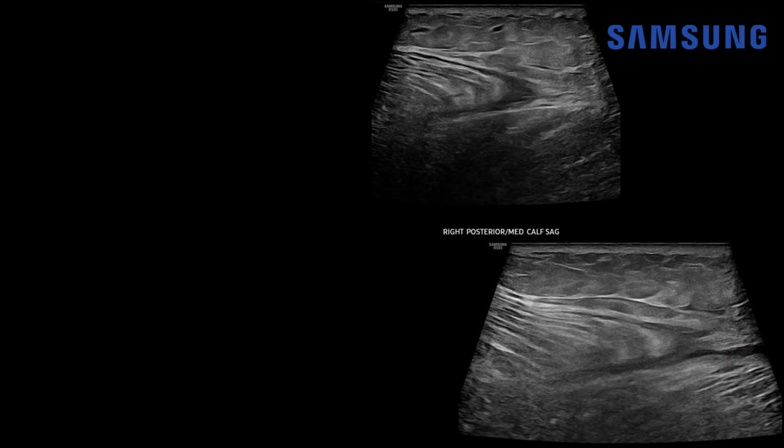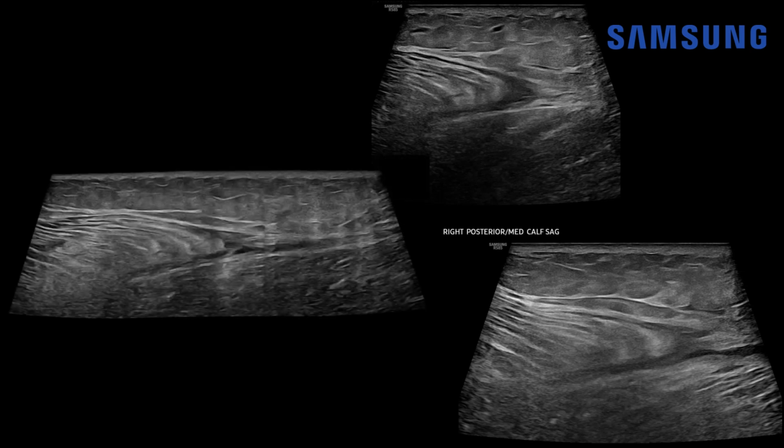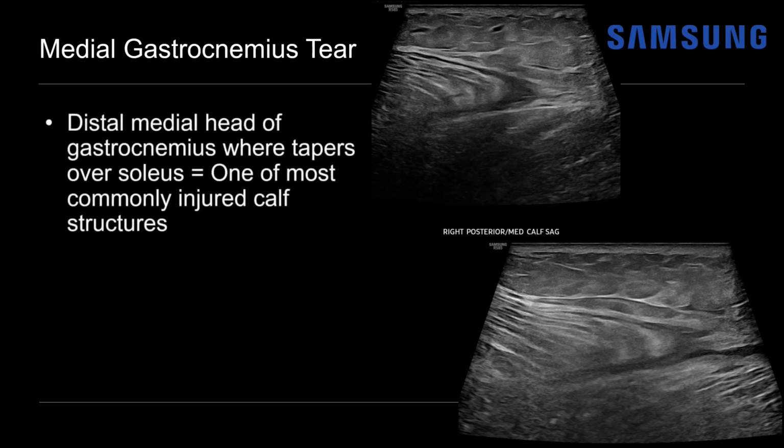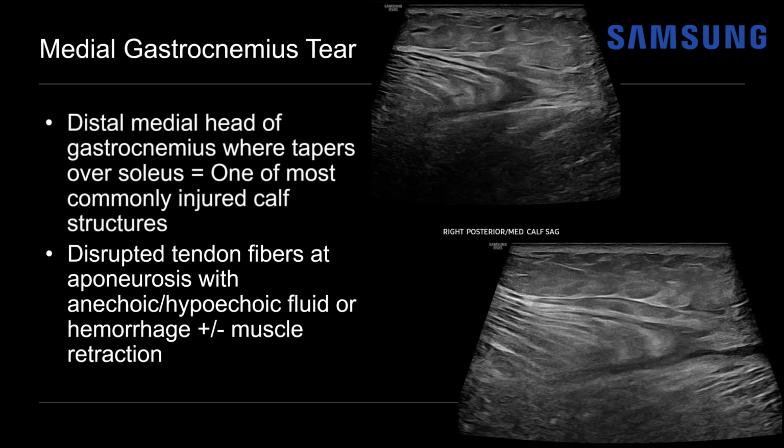A great way to evaluate the calf or the Achilles tendon is to also do panoramic imaging, which gives a broad view of the anatomy. Here's that echogenic edematous medial gastrocnemius muscle with retracted muscle fibers and the underlying soleus, and we see that small hematoma there tracking both proximally and distally. So this is a typical medial gastrocnemius tear. And the distal medial head of the gastrocnemius, where it tapers over the soleus, is one of the most commonly injured calf structures. And what we'll see when this is injured is disruption of tendon fibers at the aponeurosis with this anechoic to hypoechoic fluid or hemorrhage, sometimes with this muscle retraction of the muscle fascicles.